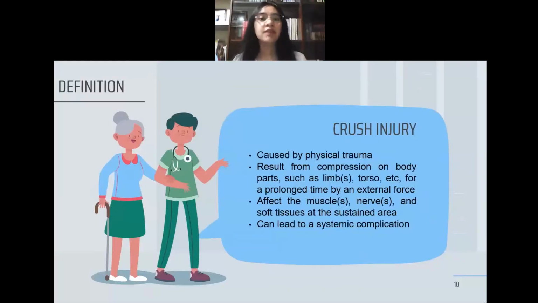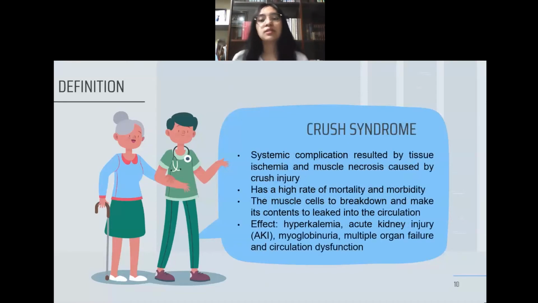Crush injury is a type of injury that is caused by physical trauma. It is a result of compression on body parts, such as limbs, be it upper limbs or lower limbs, torso, etc., for a prolonged time by an external force. It can affect the muscles, nerves, and also soft tissues at the sustained area. And crush injury can lead to a systemic complication that is called crush syndrome.